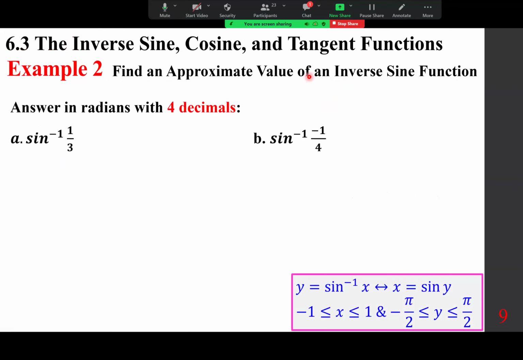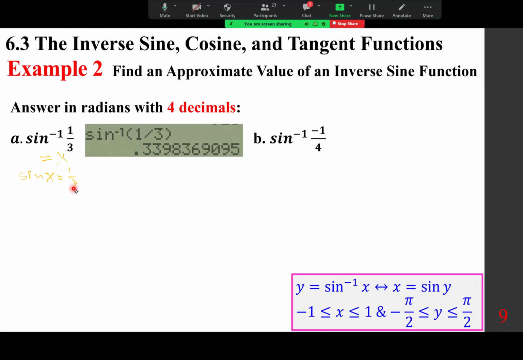Example two, find an approximate value of an inverse sine function, answer in radians with four decimals. Since 1/3 is not a common angle or arc, we have to go with calculators. Of course, for the sake of argument, if you set this equal to anything, for example, x, that means sine x is 1/3. That's the meaning of it. However, it doesn't help us because it's not a common arc. So we're going to put it into a calculator. Sine inverse of 1/3, and it gives us the answer. If you want four decimals, you stop at 8. Next to it is 3, it doesn't change. So 0.3398.